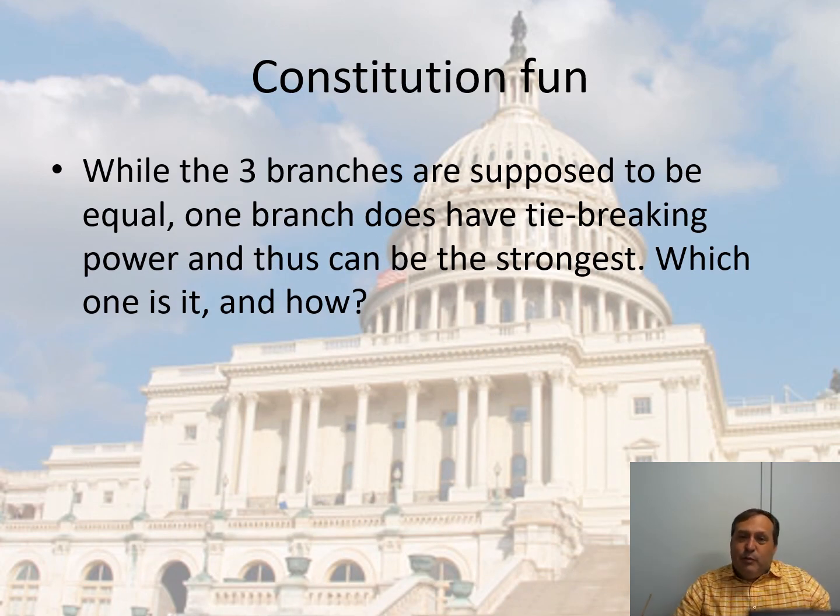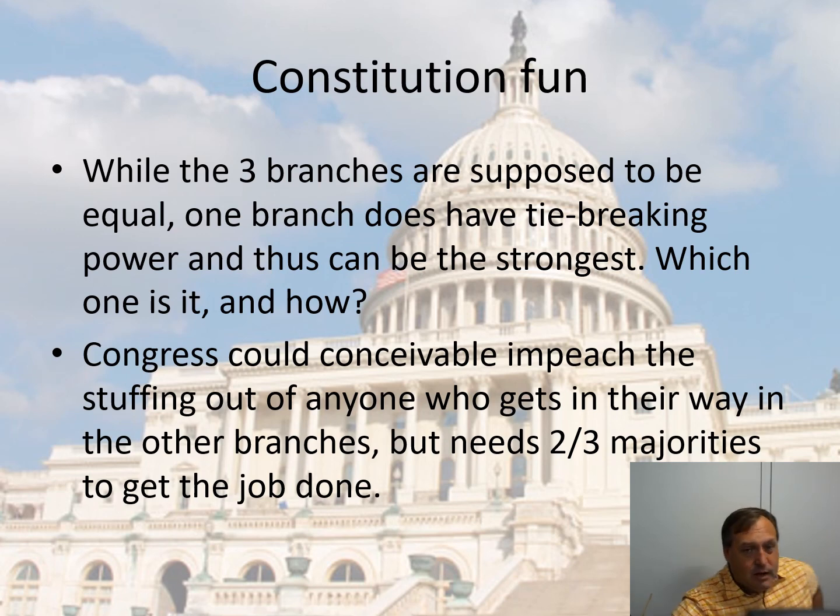The three branches, we talk about them as being equal. There is one branch that does have a tie-breaking power and thus can be considered the strongest. Which one of the three do you think it is, and how is it that they have the tie-breaking power? It's Congress. The original conception of the Constitution was that Congress would kind of take the lead on everything. We're now more executive focused, like who the president is and what they're doing. But that was the concept early.